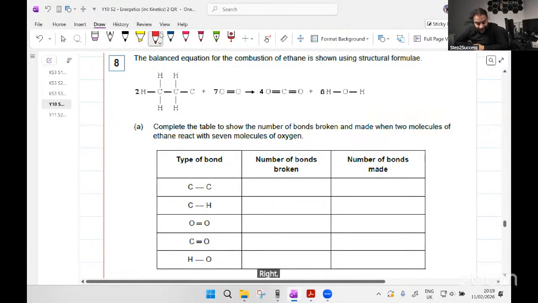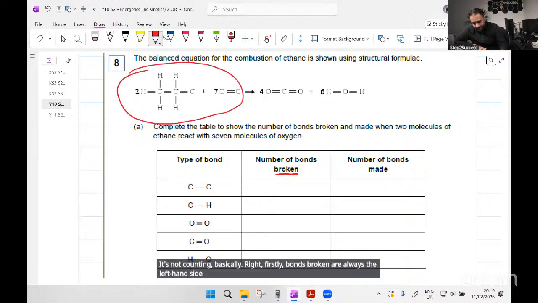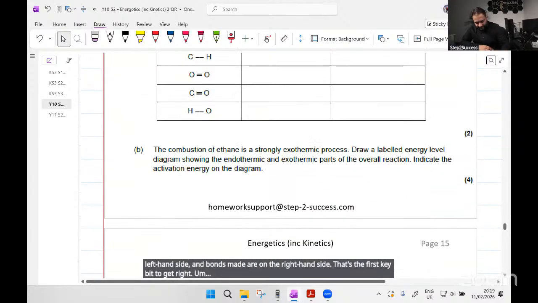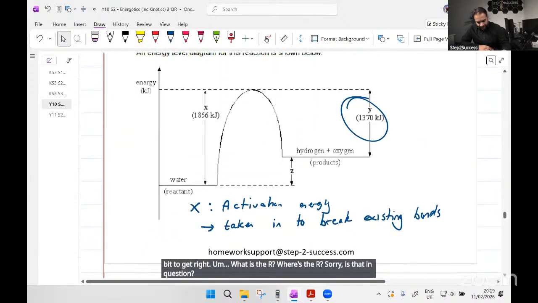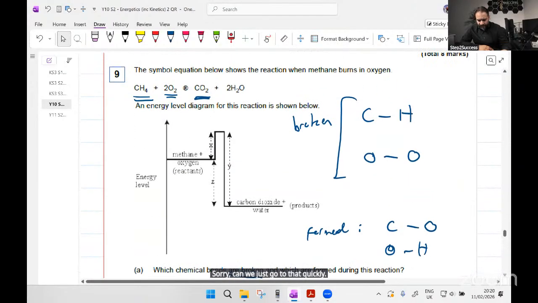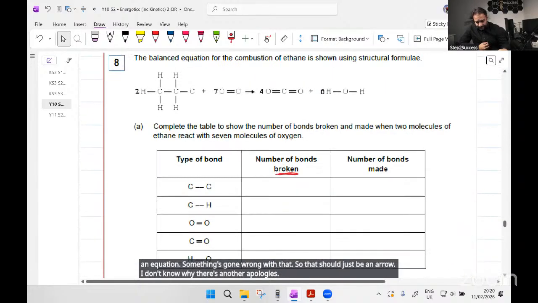A lot of counting, basically. Firstly, bonds broken are always the left-hand side, and bonds made are on the right-hand side. So that's the first key bit to get right. What is the R? Where's the R? Sorry, let me just go to that quickly. Oh, sorry. There's a mistake in the printing. I believe that should be an arrow in the middle of an equation. So that should just be an arrow. I don't know why there's an R there. Apologies. Right. Counting.